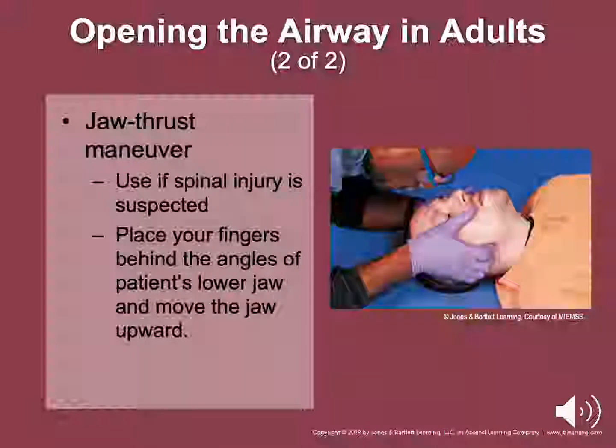Jaw thrust is used if you suspect spinal injury. Place your fingers behind the angles of the patient's lower jaw and then move the jaw upward. Keep the head in a neutral position as you move the jaw upward and open the mouth. If the patient's mouth remains closed, use your thumbs to pull down the patient's lower lip.